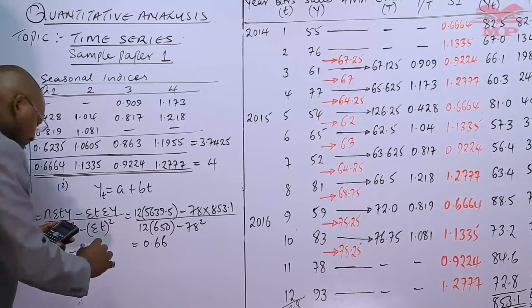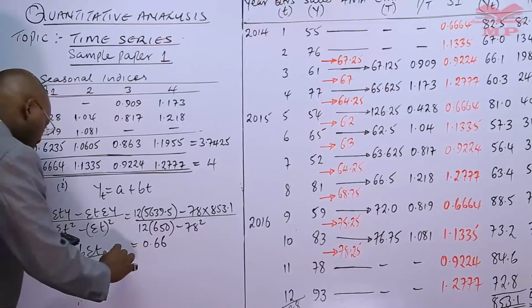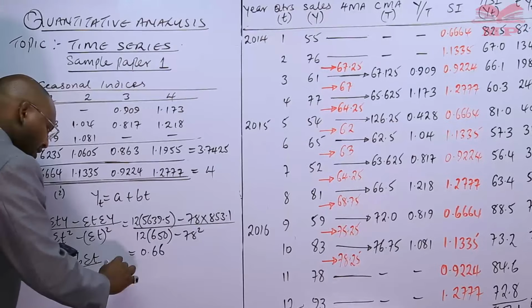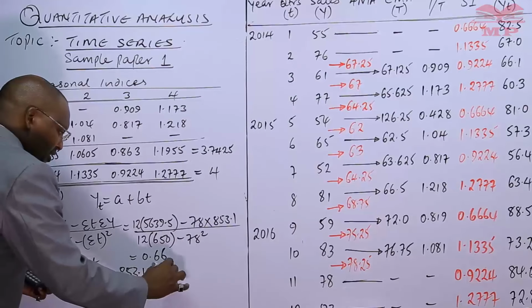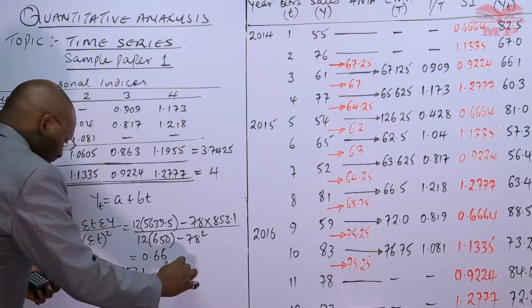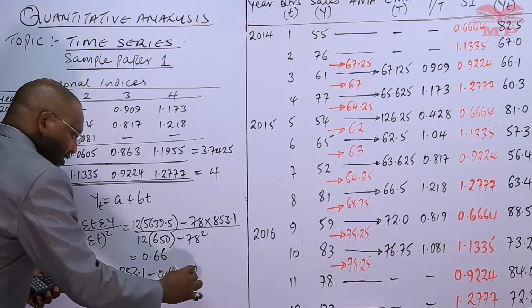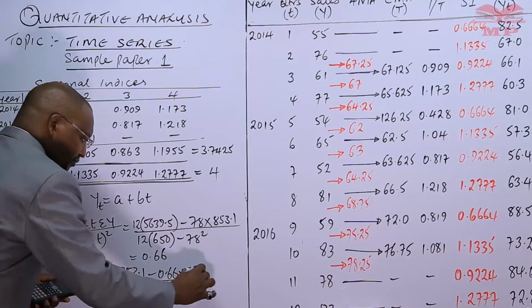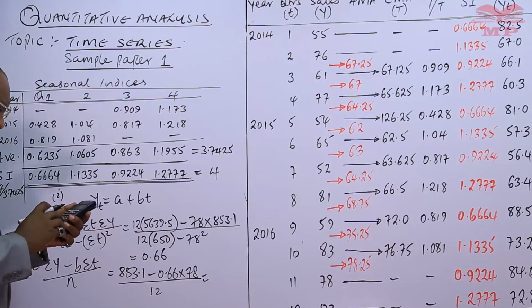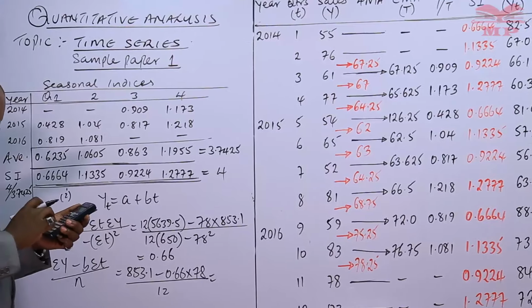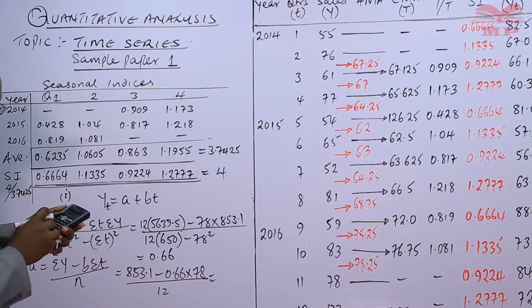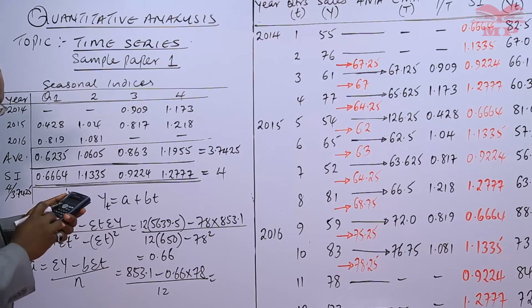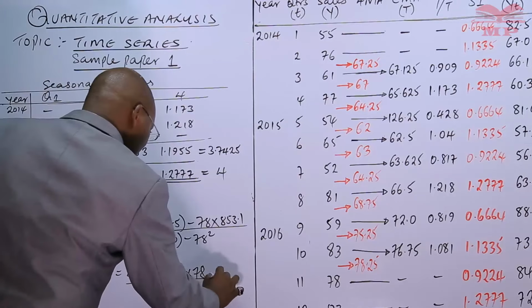Then the other one, A, shall be the summation of y, which is actually 853.1 minus 0.66 multiplied by 78. Then you divide this by 12. So this is actually 853.1 minus 0.66 times 78. Then all this you divide by 12. This comes to 66.8.